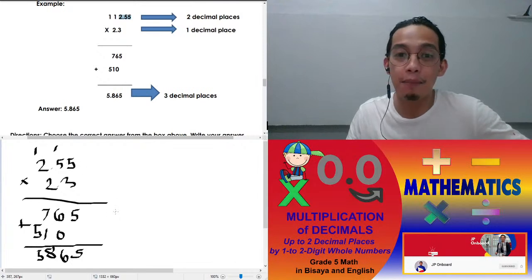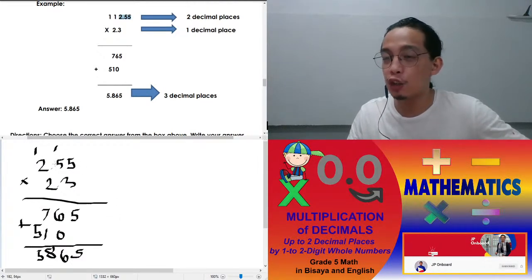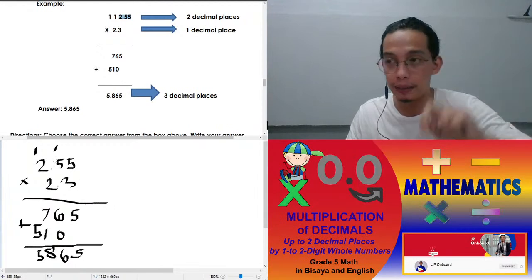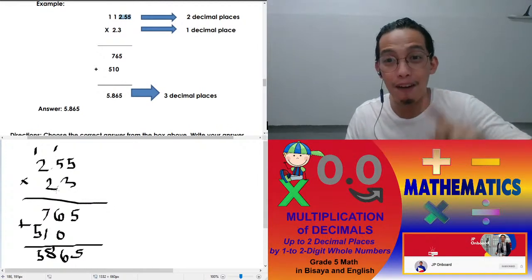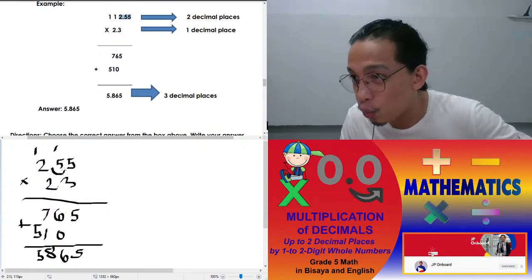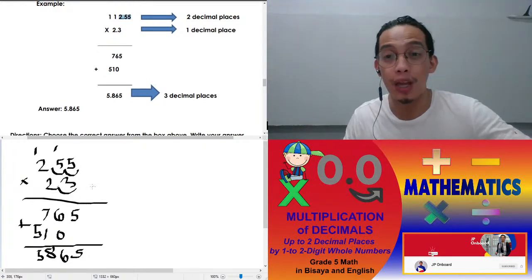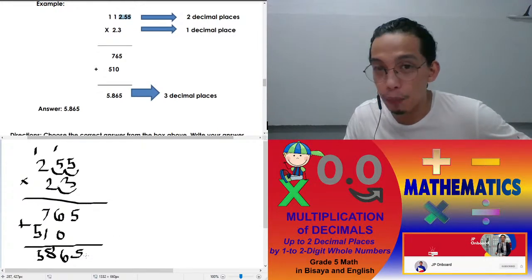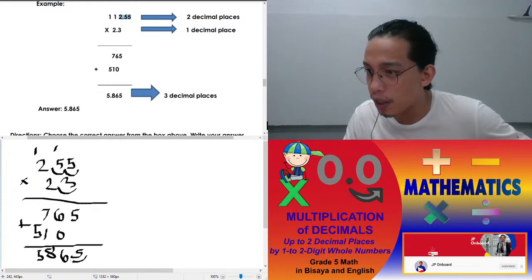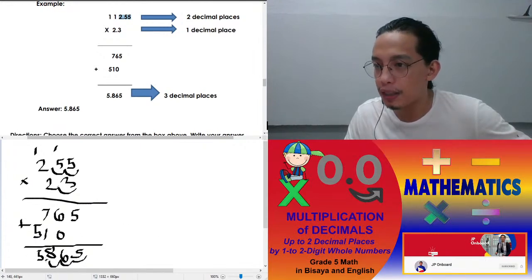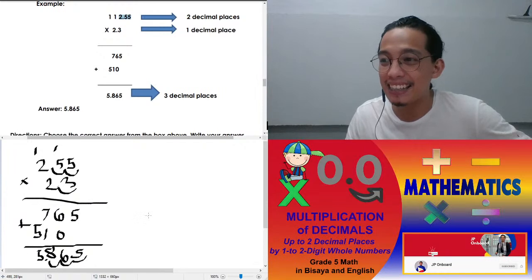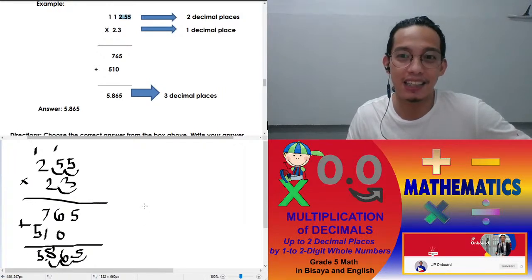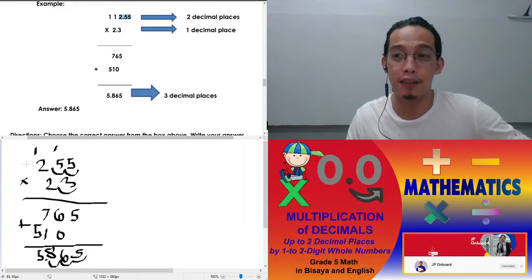And then we count the number of decimal places. In 2.55, we have 2 decimal places. In 2.3, we have 1 decimal place. So 1, 2, 3. We have 3 decimal places in all. So from here, in the product, we count to 3. 1, 2, 3. So the answer is 5.865. So that's the answer to our example in the module.